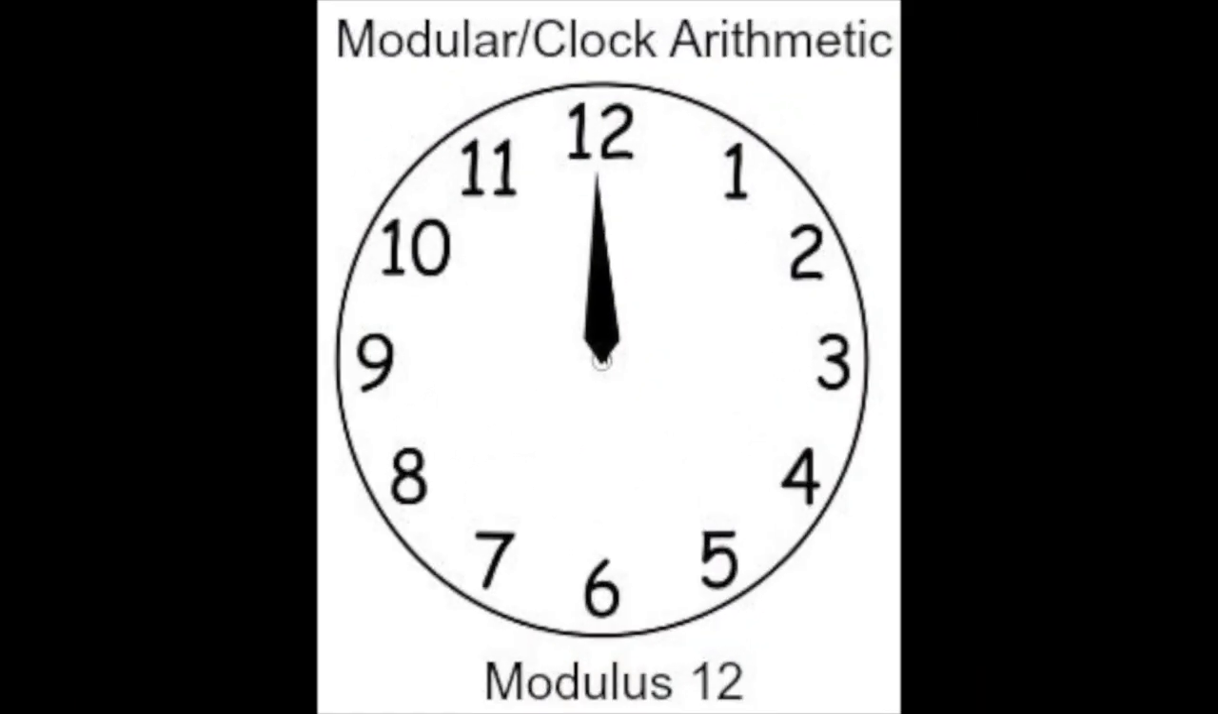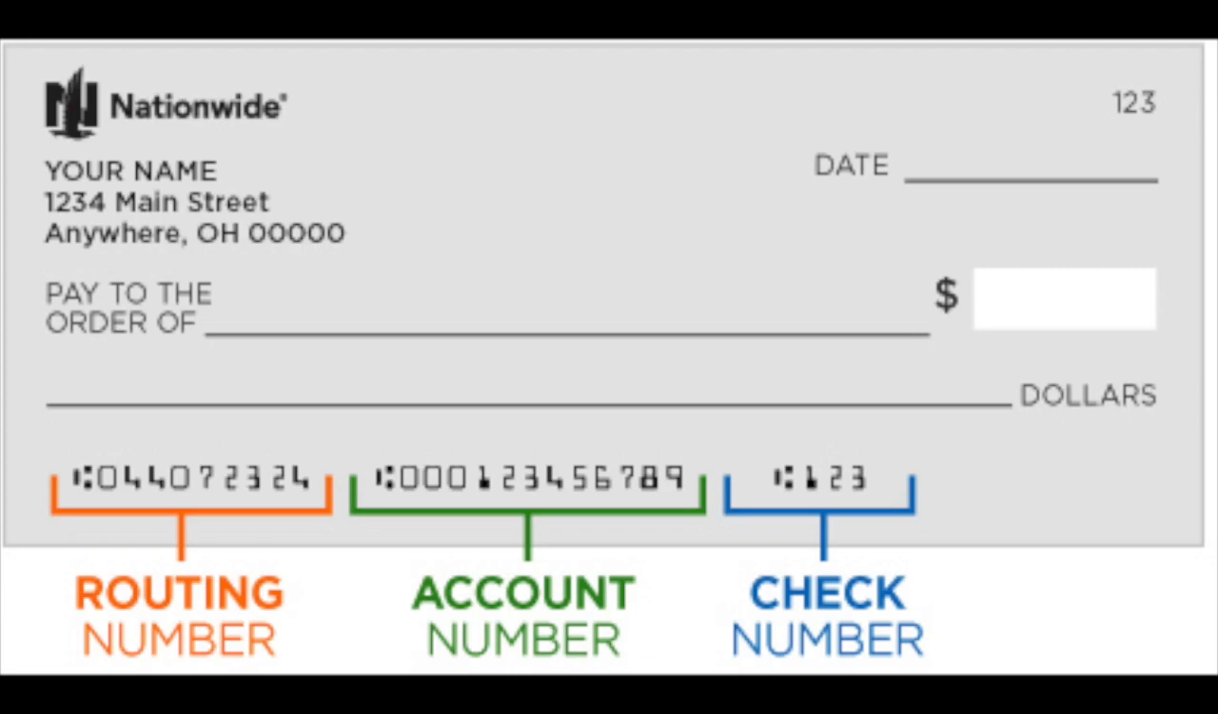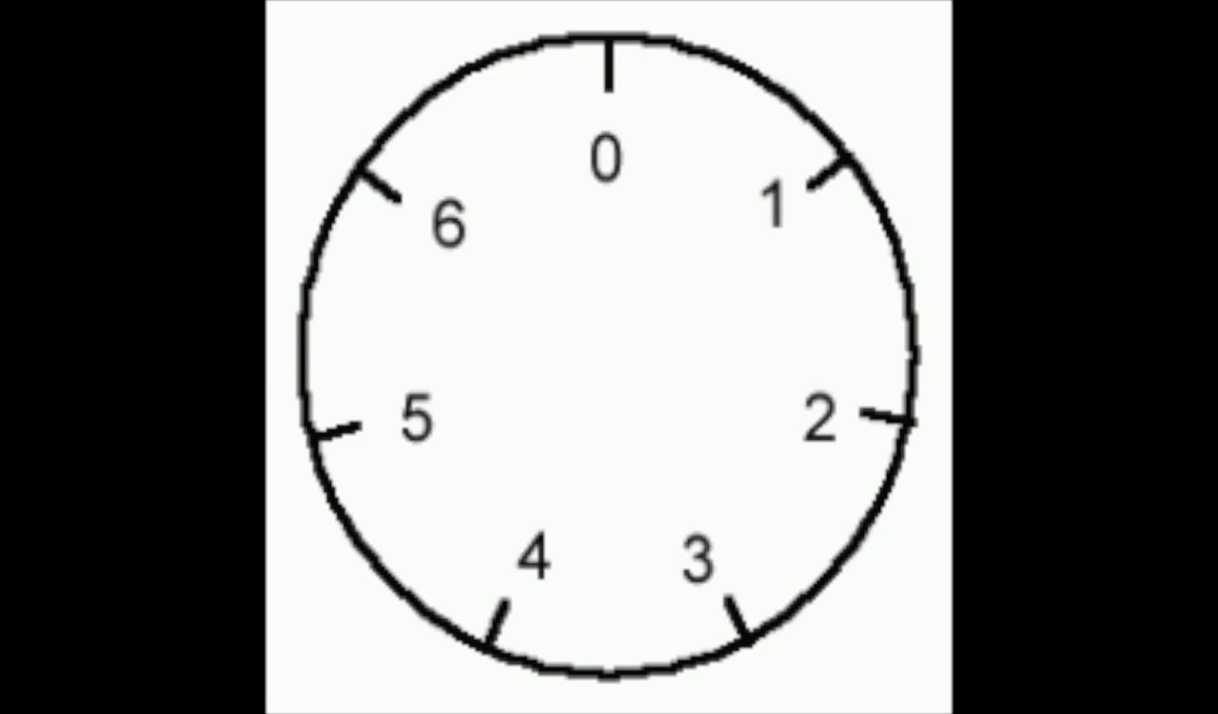One of the most basic examples is our clock, which has numbers from 1 to 12. So there are 12 numbers, and this is actually called clock arithmetic. The mod for a clock is mod 12. Modular arithmetic can be used in a lot of things, like figuring out the days of the week, checking check numbers, checking universal product codes, and even figuring out different mod clocks.